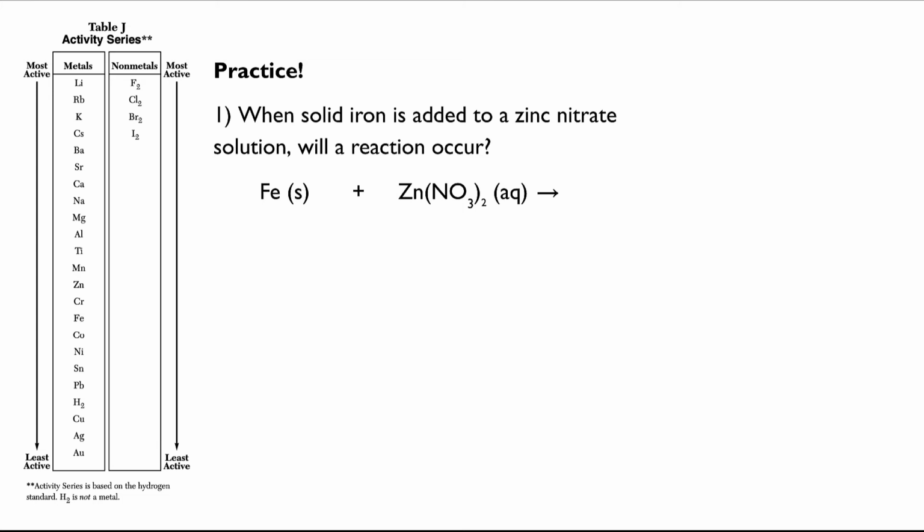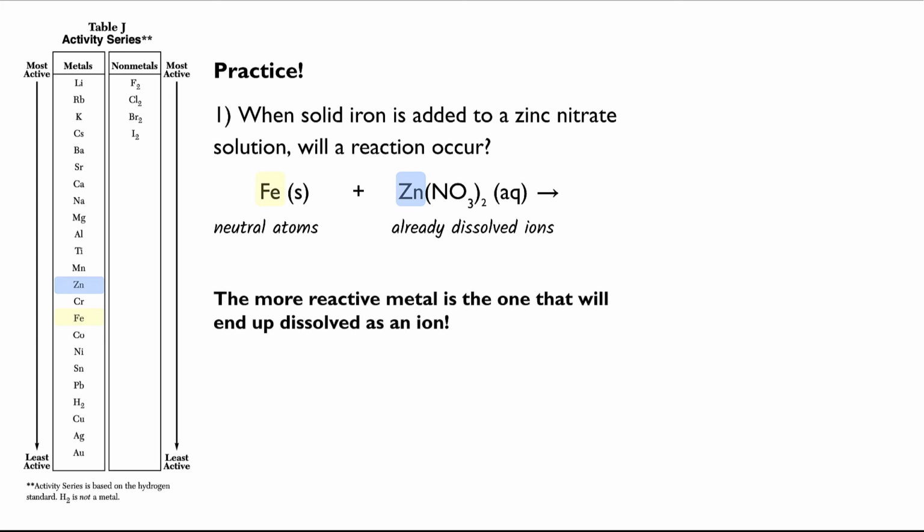Question number 1 asked about solid iron being added to a zinc nitrate solution. So this is saying that solid iron has neutral atoms of iron being placed into already dissolved solution of zinc ions and nitrate ions. Remember, the more reactive metal is the one that will end up dissolved as an ion. Zinc was already an ion because it has AQ next to the compound that it is a part of. Zinc is more reactive than iron on the activity series.